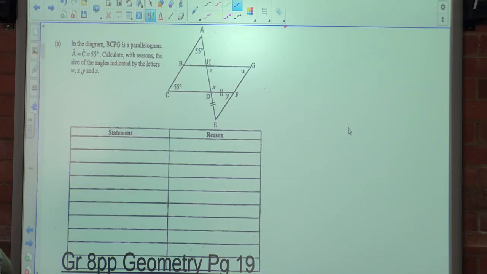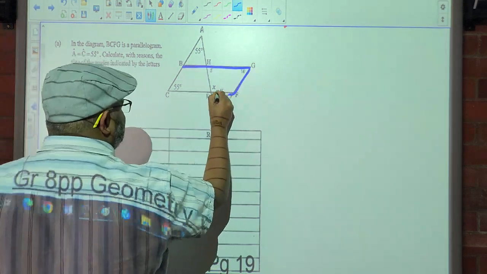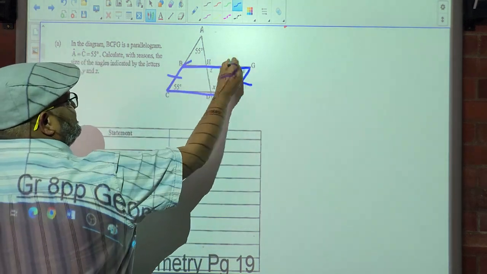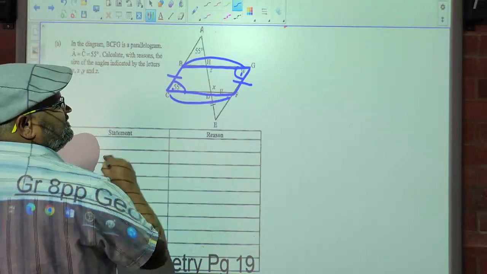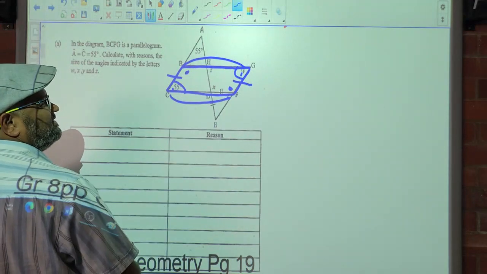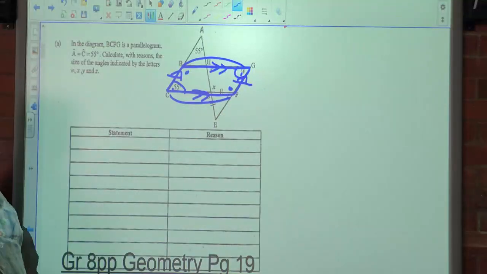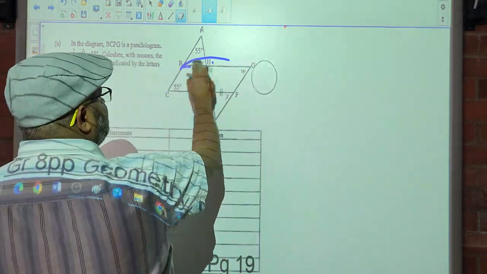So, people, if this is a parallelogram, what do we know? Opposite sides are equal. Opposite angles are equal, so W is then 55. And this angle is equal to that. One more: those lines are parallel. Can you see that, people? So when they tell us a parallelogram, that should come to mind. Okay.